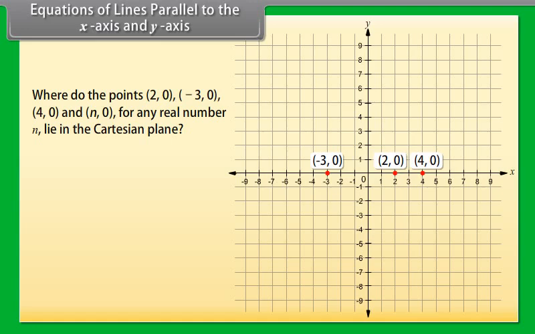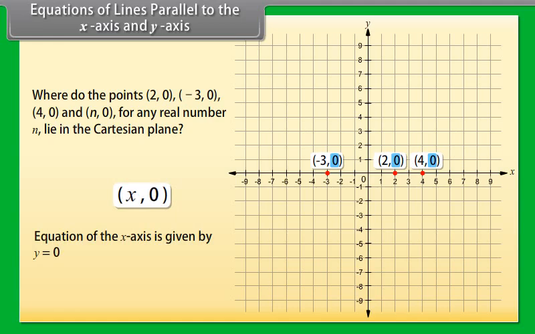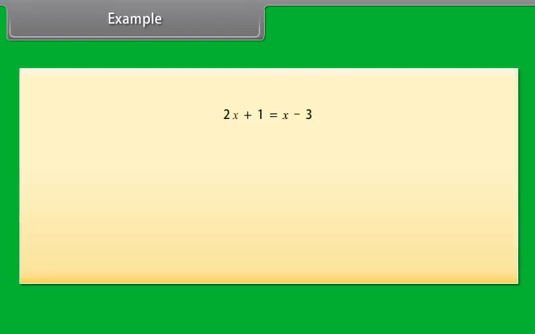Equations of lines parallel to the x-axis and y-axis. Answer one question now. Where do the points (2, 0), (-3, 0), (4, 0), and (n, 0) for any real number n lie in the Cartesian plane? Yes, they all lie on the x-axis, but do you know why? Because on the x-axis, the y-coordinate of each point is 0.